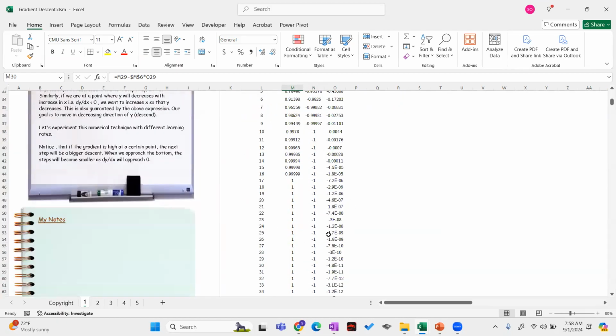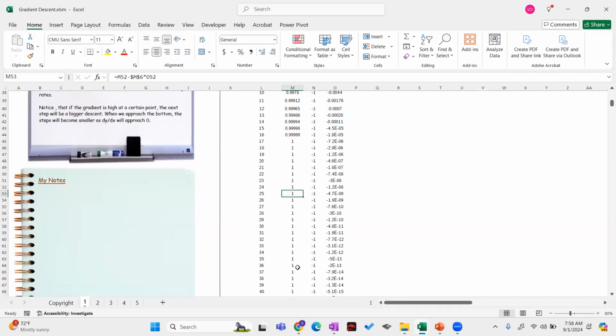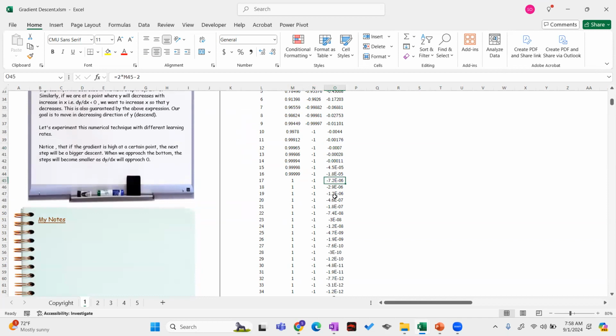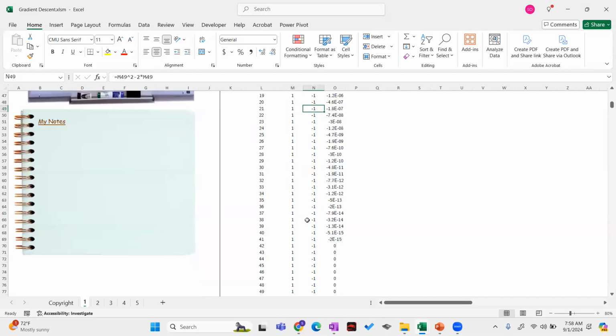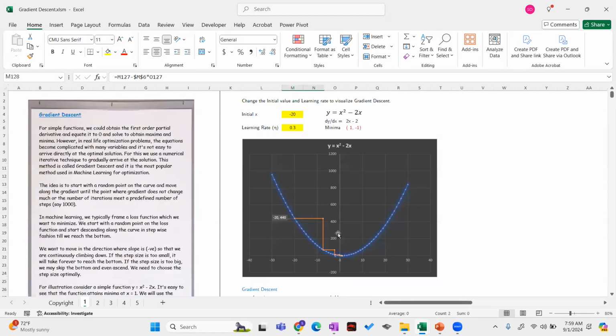After some iterations, you can see it has converged. My x has converged to 1. It's not changing anymore because the slope has become 0. If the slope has become 0, then x will not increment, right? And y is minus 1. So we have converged. After 100 iterations, the solution is 1 comma minus 1. That is exactly what it's supposed to be. Minima.